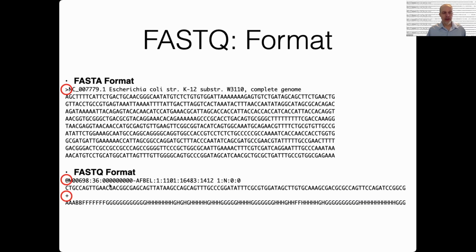Then in a FASTQ, you have these quartets of lines. I actually don't want to call it a line. It's quartets of text. So the first part is the header. The second part is the sequence. The fourth part is the quality scores.